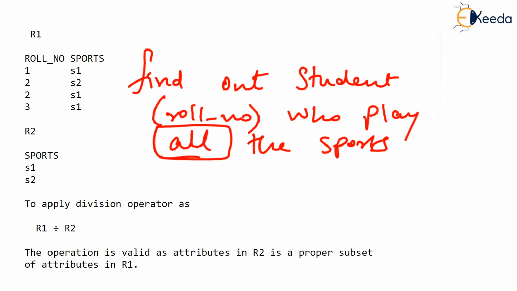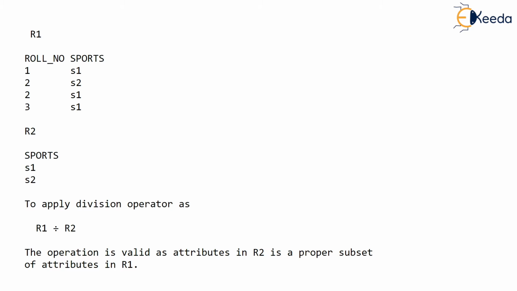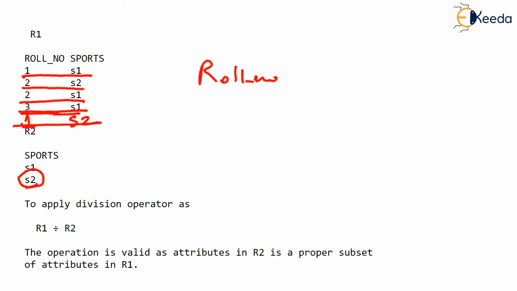So come again. Who are the students who play all the sports? It's very easy. One does not play all the sports because one plays only S1, and S2 is missing. There is no entry saying one plays S2, is there? There is no such entry. So one should not be in our result. But roll number 2 is playing all the sports. Notice S1 and S2 are the two sports offered. Then roll number 2 plays all the sports, whereas 3 does not, because 3 plays only S1. So in our result, we should get only one column, roll number, with the result 2.